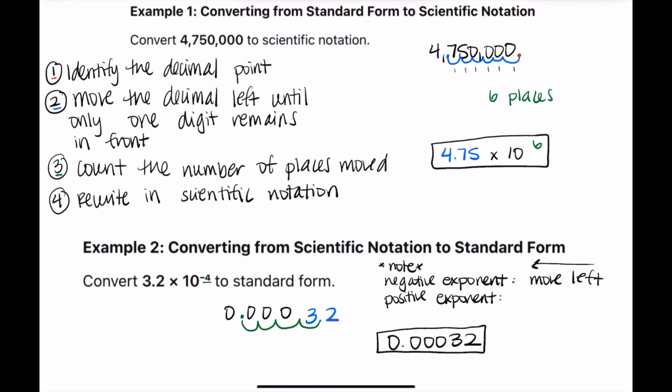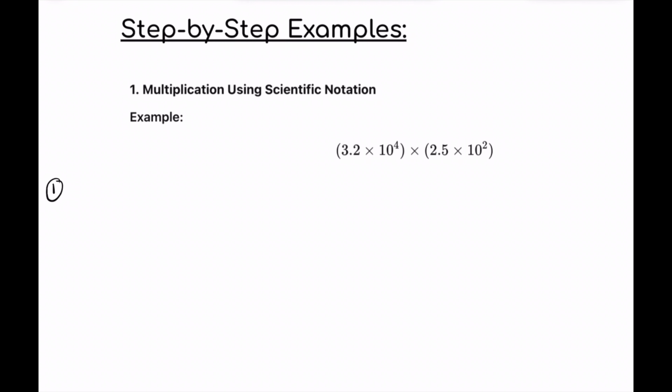And now that we've gone over how to convert between the two forms, let's get into some step-by-step examples for the different operations. For our first example, we have multiplication using scientific notation. Our example is 3.2 times 10 to the fourth times 2.5 times 10 squared. We're just going to follow two simple steps here.